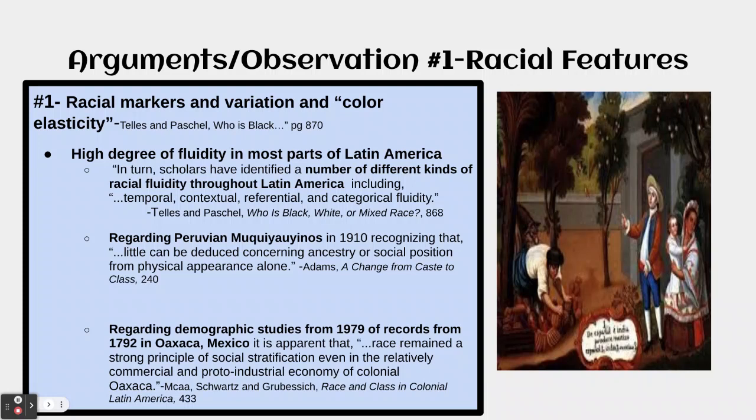But then we move to Mexico, in demographic studies in 1979 of records that dated back to 1792. And in southern Mexico, it's apparent that race, quote, remained a strong principle of social stratification, even in the relatively commercial and proto-industrial economy of colonial Oaxaca. I think I'm saying that right. So there's this high degree of variability across Latin America when we look at race and what that means. And we're going to get a little bit more into that because it's closely tied to a lot of other topics as we go.